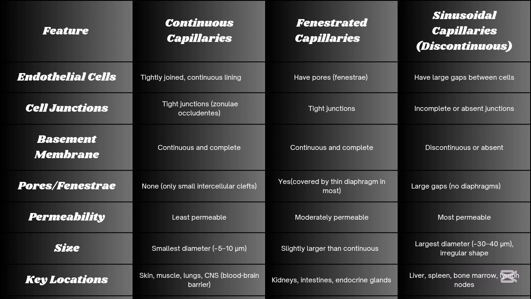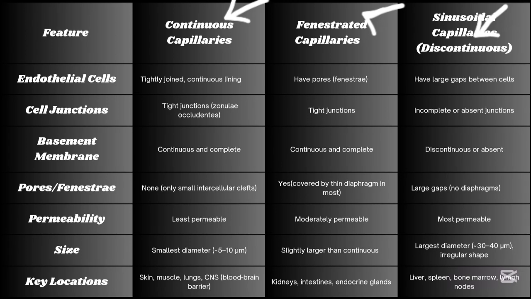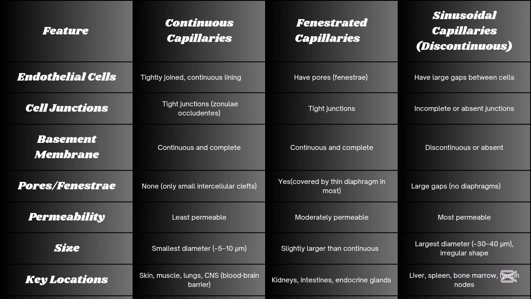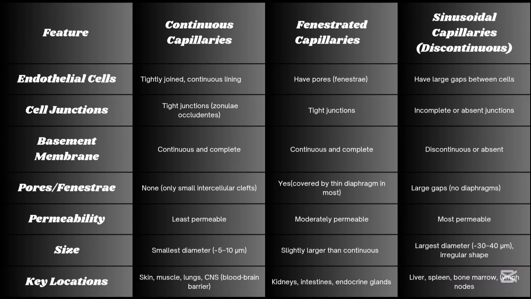So there are three types of capillaries: continuous capillaries, fenestrated capillaries, and sinusoidal capillaries. In this video we are going to discuss the differences between these. So let's cut this table into two halves so that it is easily visible.